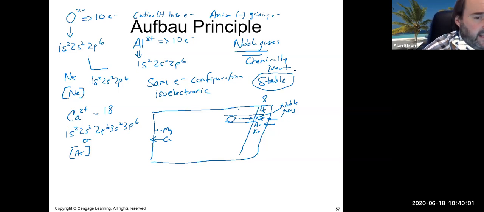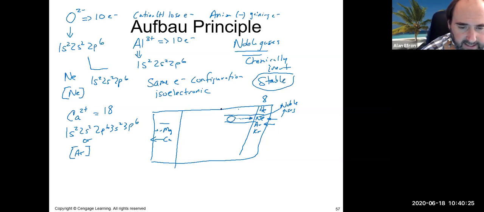Those that make cations actually move backwards to the noble gas that came right before them. So they will always end up in the same electron configuration as the noble gases when things lose and gain electrons. And that's specific for representative elements. So what do I mean by representative elements? Maybe we should talk about the periodic table here right now.